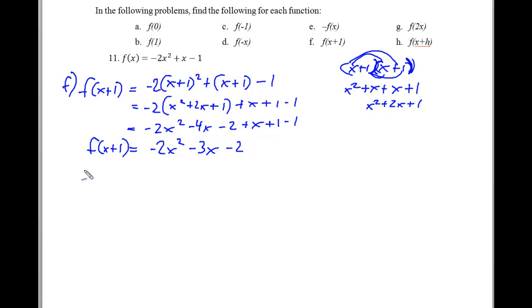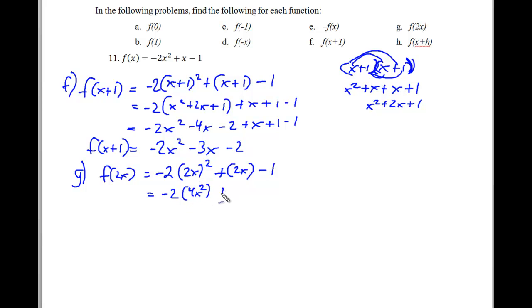Let's go with letter G. So letter G is plugging in 2x for every value of x. So this is going to be negative 2 times the quantity 2x, quantity squared, plus parenthesis 2x instead of x, minus 1. So we'll do some work here. This is going to be negative 2 times 4x squared. That's just 2x times 2x is 4x squared. And then, since that's a monomial, that's an easy fix there. 2x minus 1. So this is going to be negative 8x squared plus 2x minus 1.